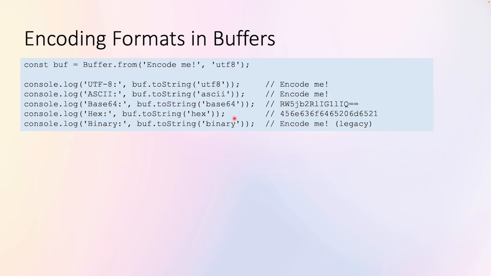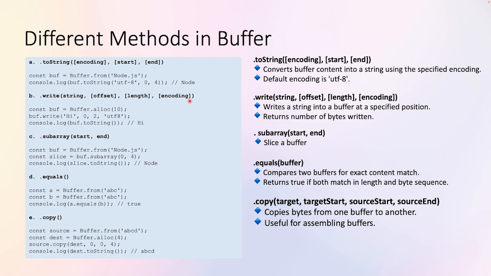When we are printing the values of the buffer, at that time also we can define the encoding formats. Again, by default, if you don't provide anything, it is UTF-8, and if you provide any other values like ASCII, base64, or hex, the buffer value would be converted to the corresponding values and displayed. Now let's discuss a few more commonly used methods of the buffer.